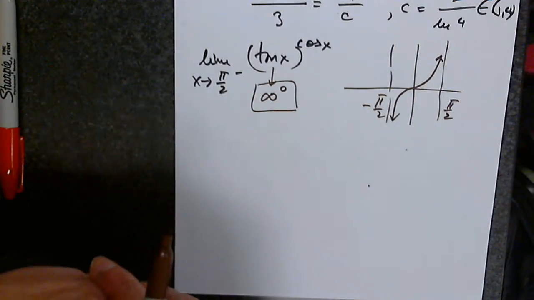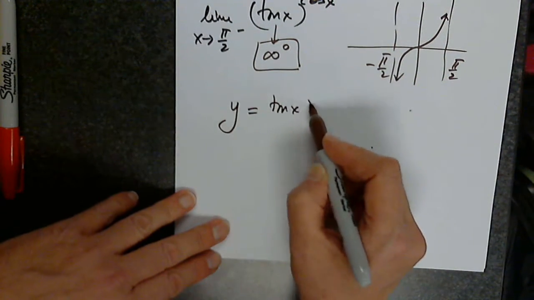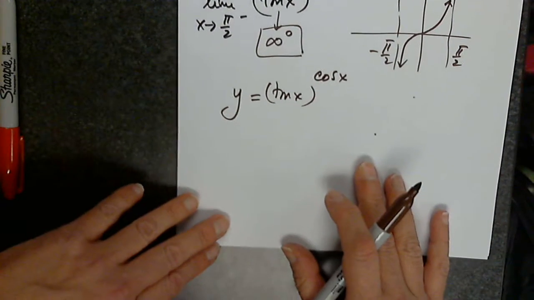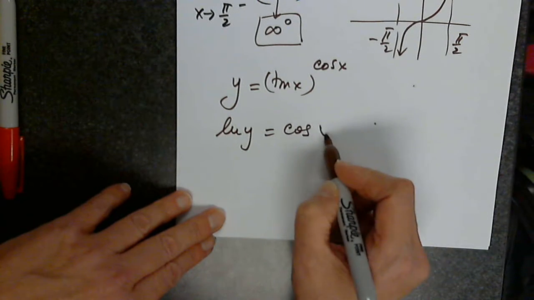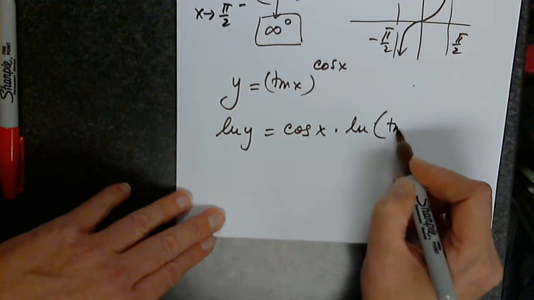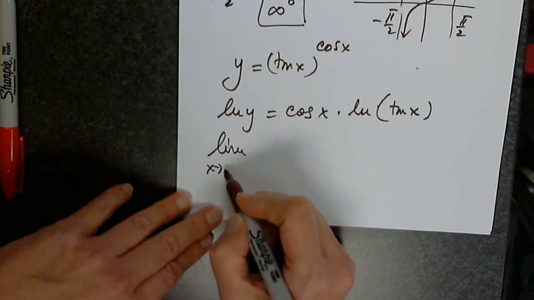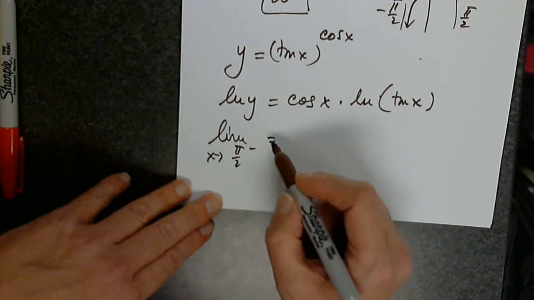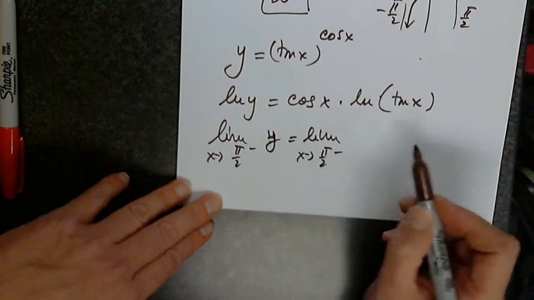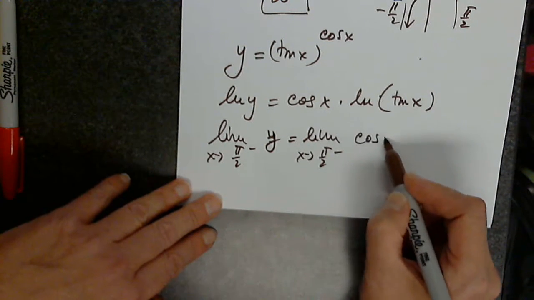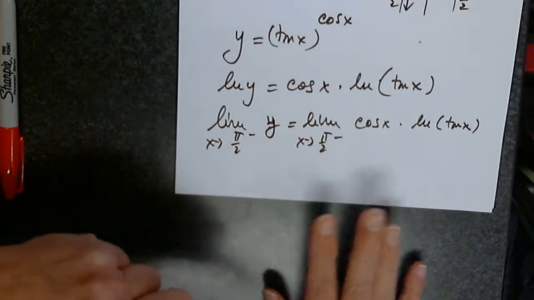Infinity raised to 0. So I will let y be tangent x raised to cosine x, and then, very good, natural log of y equals cosine x multiplied by natural log of tangent x. Now I apply the limit to both sides. Limit as x approaches pi over 2 from the left of natural log y equals limit as x approaches pi over 2 from the left of cosine x times natural log tangent x. Now I check again, see what I have.